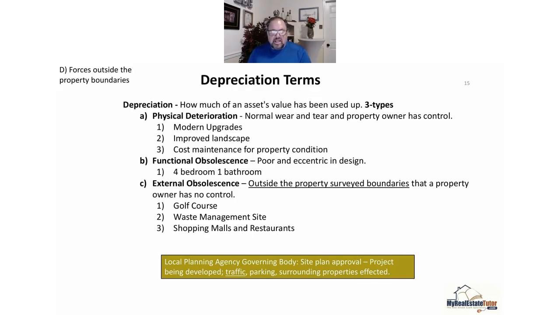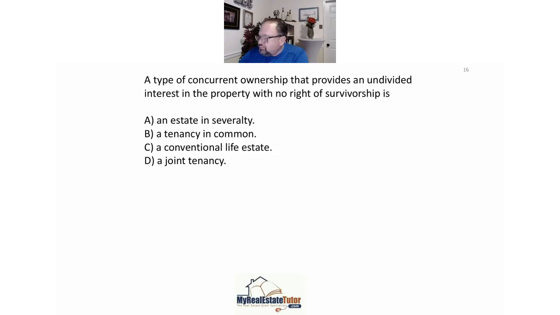Okay. And in the local planning agency, if you look in the gold box, the governing body does site plan approval. So the local governing body deals with traffic, parking, and how surrounding properties are affected. Okay. Under the master plan, how is the community going to flow, et cetera, right? So we're looking at forces outside the property boundary that the owner doesn't have control over.